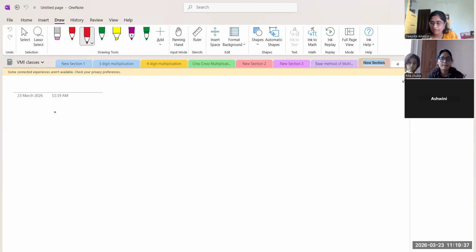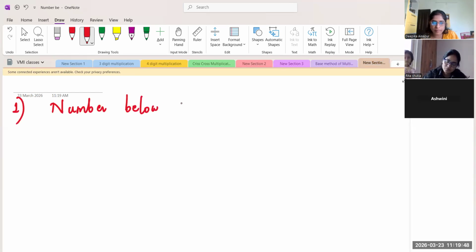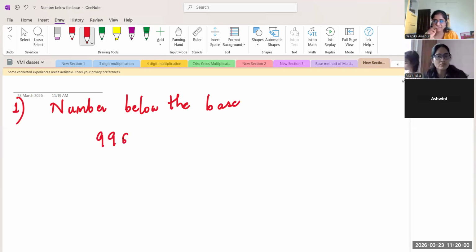Now I'll take the number which is below the base first. For example, if the number is below the base, first we should identify which base to use. Right? First step is which base to use. That should be identified first.